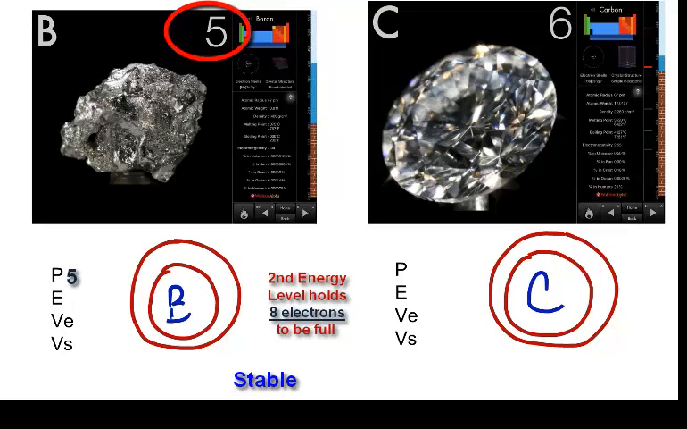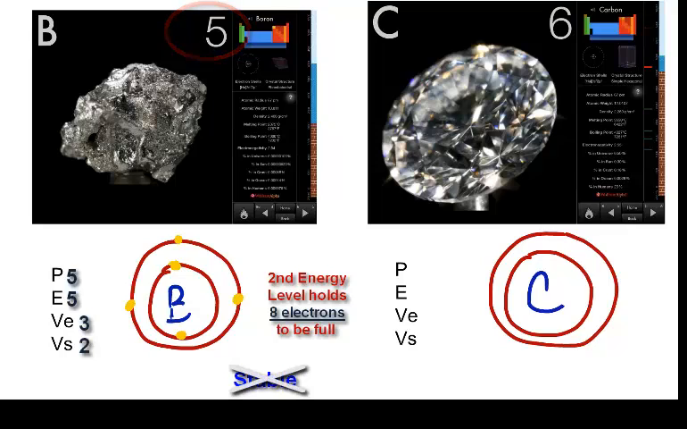Let's go to boron. Boron has 5 protons. It has 5 electrons. Let's put those electrons in place. The first 2 go here. The last 3 go into the second energy level. So how many valence electrons does boron have? It has 3. And what energy level are those valence electrons found in? The second one.